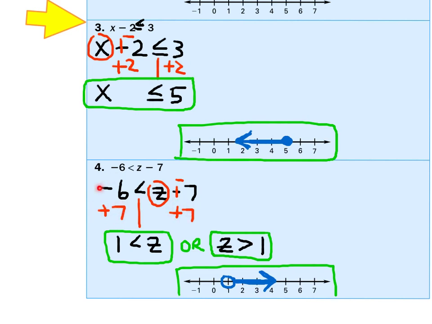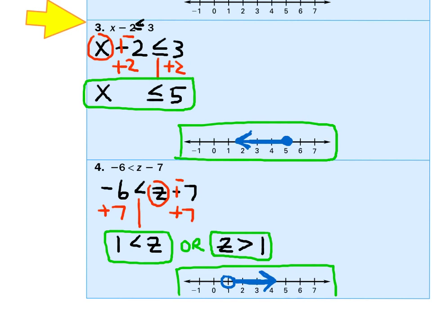And so now, -6 plus +7 gives me 1. I bring the symbol down exactly like they gave it to me. I bring the z down, and then -7 plus +7 destroy each other. That's a 0, they disappear. Now remember, this is true that 1 is less than z, but I don't want to graph this. I'm going to graph it when I read the z first. So put the word or and start with the z. You would tell me that z is greater than 1. And so that's what I wrote here. Z is greater than 1, and I boxed my answer.